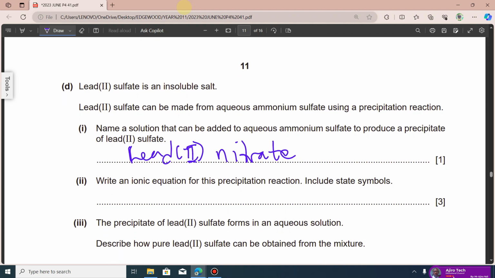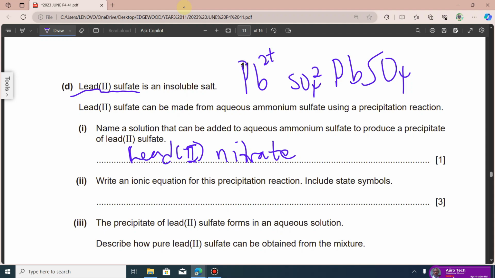Write an ionic equation for this precipitation reaction. Include state symbols. Now, when you are asked to write an ionic equation for a precipitation reaction, your aim should be the salt that you are trying to produce, which is lead(II) sulfate. The formula of lead(II) sulfate is PbSO4. If you break this into ions, we have Pb2+ and SO4 2-.